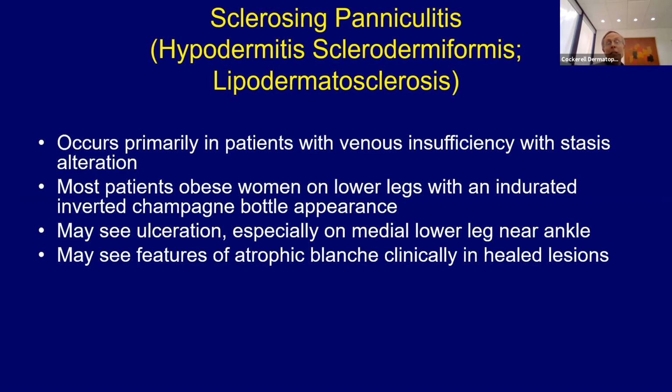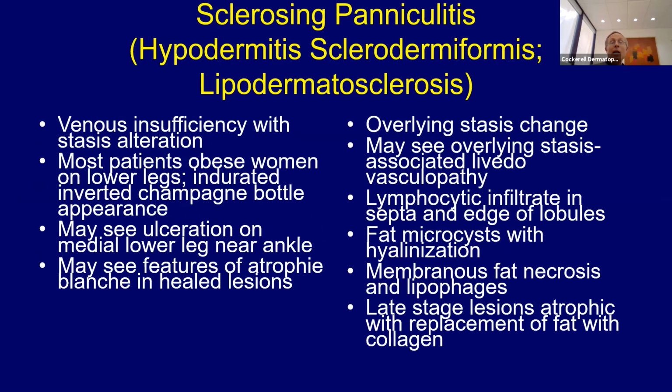So stasis can be associated with a lot of things. You can get stasis-associated livedovasculitis, which we talked about last week with the vasculitis lecture. You can get this condition. You can get stasis ulcers. You can get cellulitis, so stasis is not a good thing. Venous insufficiency can cause a lot of other conditions other than just swelling in your lower legs.